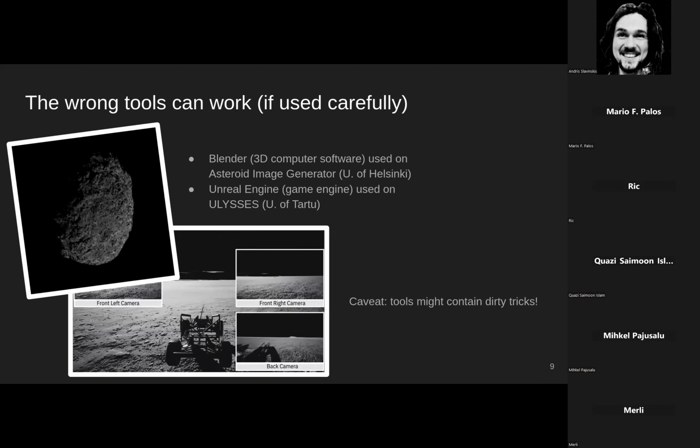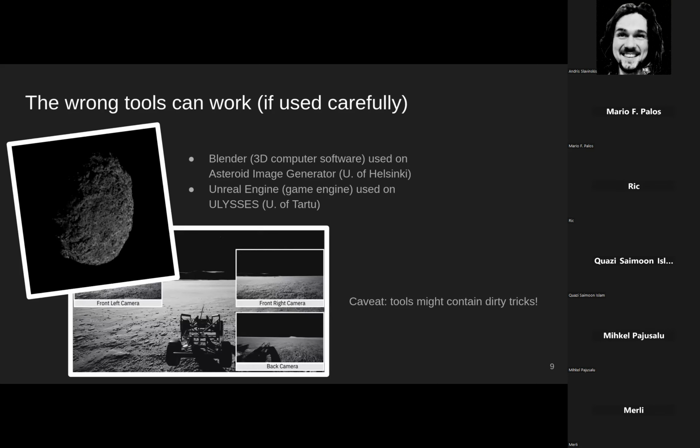Here are some examples of other places in which the wrong tool has been used. On the left, you can see an asteroid generated with the asteroid image generator I've been working on for the past 3 years or so. For the rendering, it uses Blender. Blender is software for 3D design, and it's meant for art, not for science. It's meant for animators, 3D artists, visual effects, and so on, but not for science.